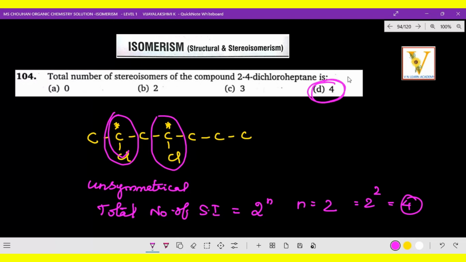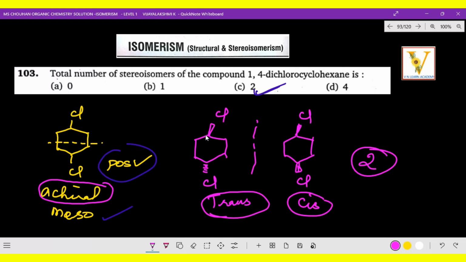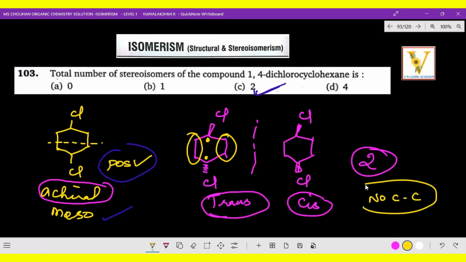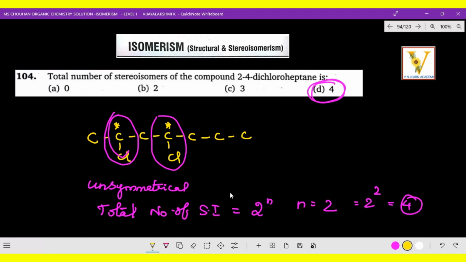I wanted to mention in the previous question, what do you identify? Do you find any chiral carbon over here? There is no chiral carbon. See, both sides it is symmetrical. Here also you can find that symmetrical. Symmetrical means you cannot find any chiral carbon. So no chiral carbon. I just wanted to mention this point for cis and trans. I hope you got the clarity for both the questions. This one is unsymmetrical, so we are going for the formula side, right? Come on, let's go to the next question.